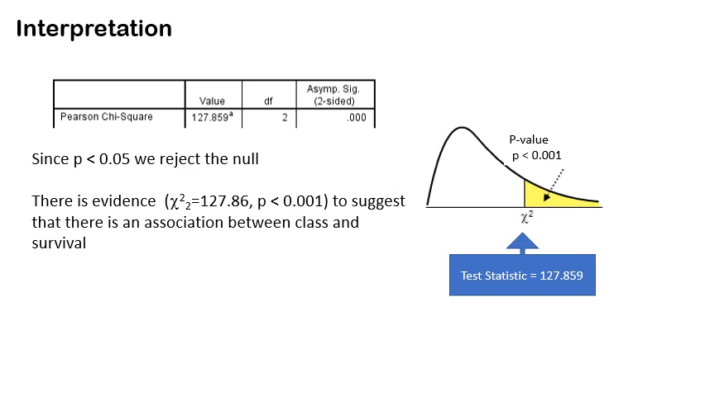That is to suggest there is an association between class and survival. And as I have mentioned, there is strong association. Or you would say that class of travel and survival is strongly associated, comma, then you are going to have x squared open close parenthesis 2 equals 127.86 comma p less than 0.001.